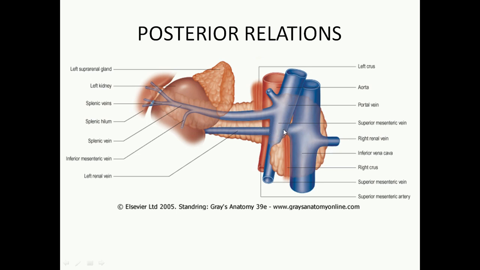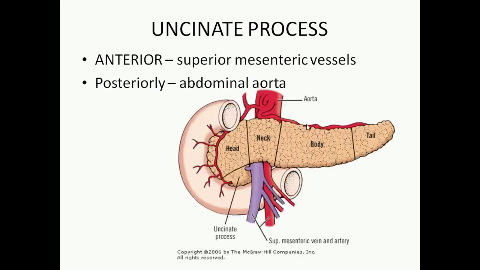Behind the portal vein, you also get the left renal vein draining into the IVC. So these are the two important veins that relate to the posterior surface of the pancreas.